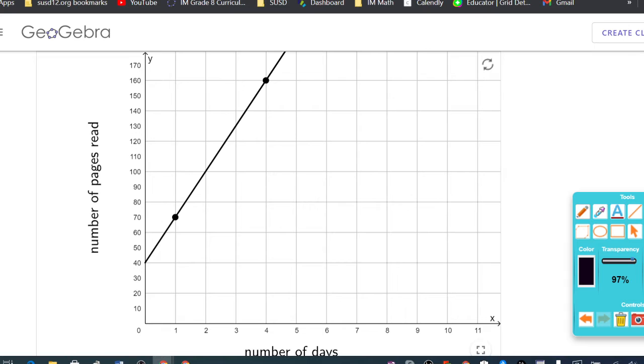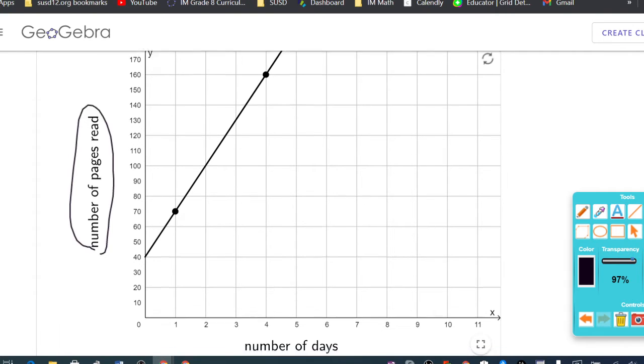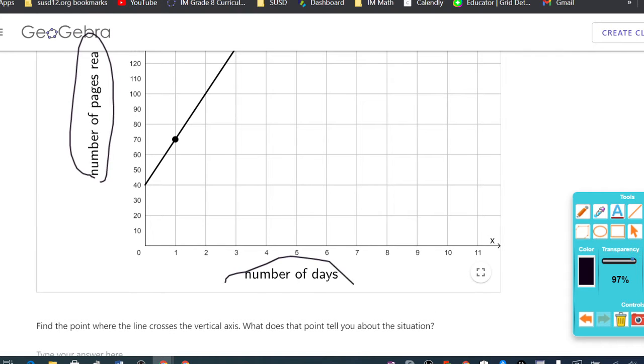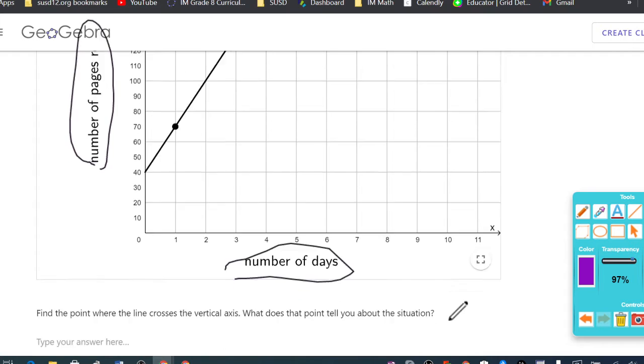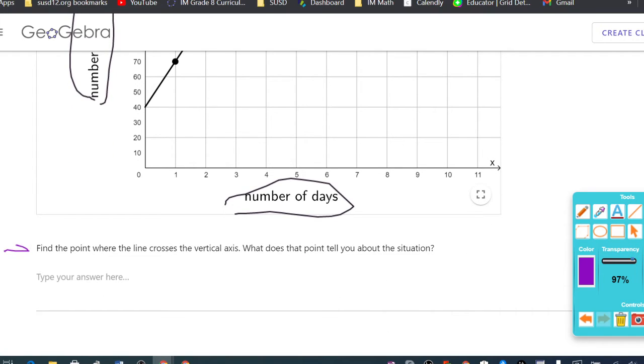The y-axis is the number of pages read, and the x-axis is the number of days. Okay, easy enough. And the question asks, find the point where the line crosses the vertical axis. What does that point tell you about the situation? Okay, so here it is. This is the point where the line of the graph crosses the vertical axis.